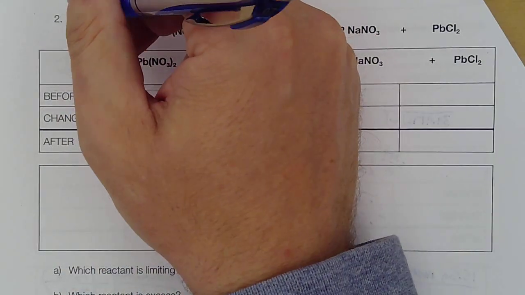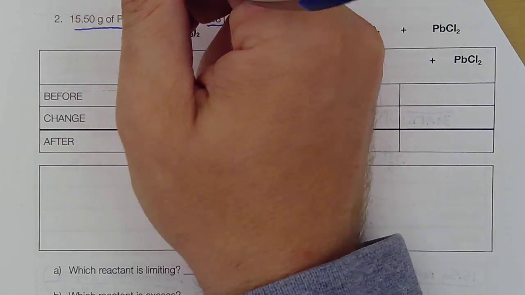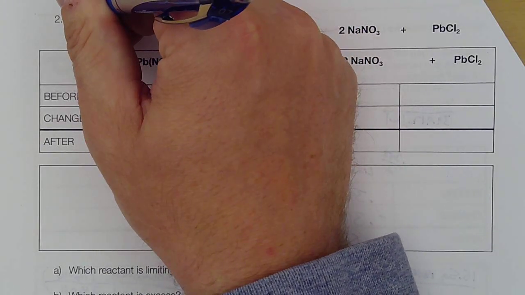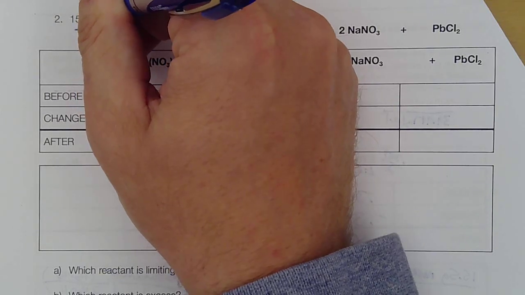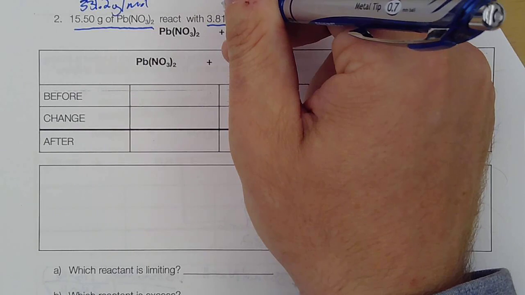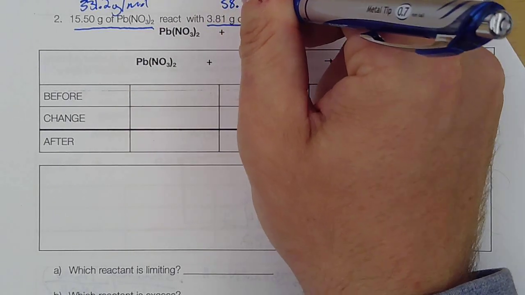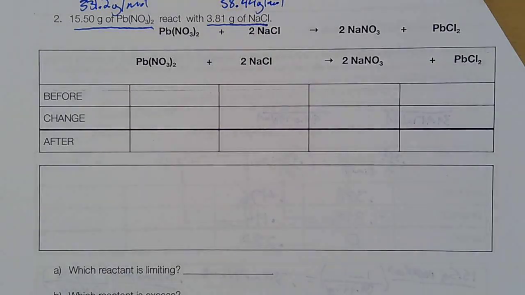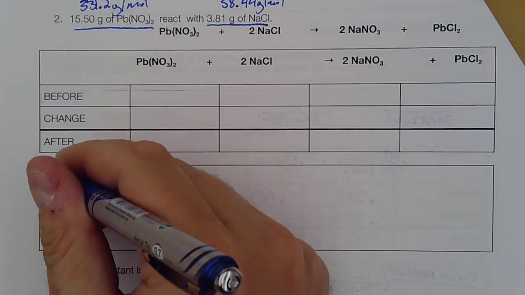Now the molar mass for this one, which is the lead nitrate, that is going to be 331.2 grams for every 1 mole. And NaCl is 58.44 grams for every mole. Again, if you need to review how to find molar mass, there's another video for that. So we got to start converting.